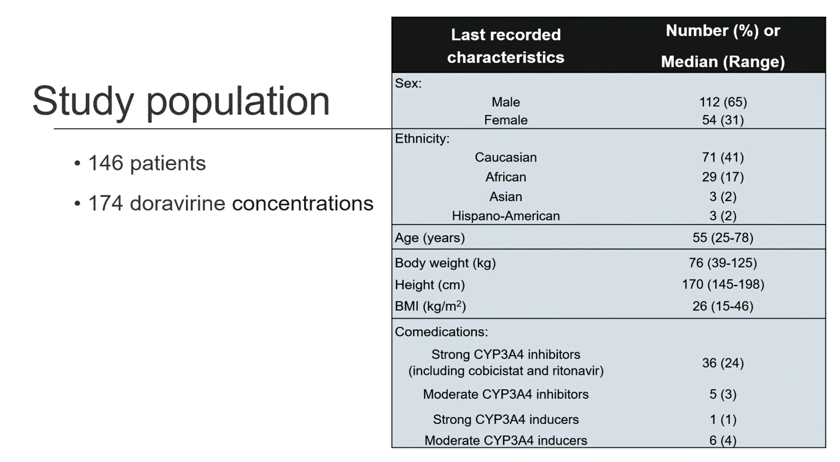So we had 146 patients living with HIV, which provided 174 doravirine concentrations. Here we have the characteristics of our population. We can see that we had the majority of males, majority of Caucasians. The median age was 55 years old. The median BMI was 26, and relative to CYP3A4 co-medications, we can see that 24% of our data took strong CYP3A4 inhibitors with doravirine, and these included cobicistat and ritonavir, which are HIV boosters. Those are all the covariates that we analyzed in our population pharmacokinetic analysis.